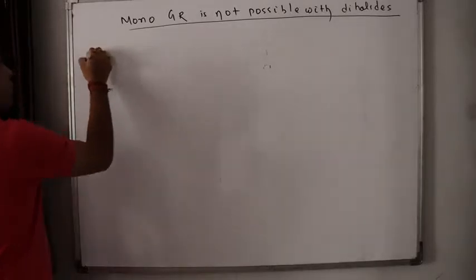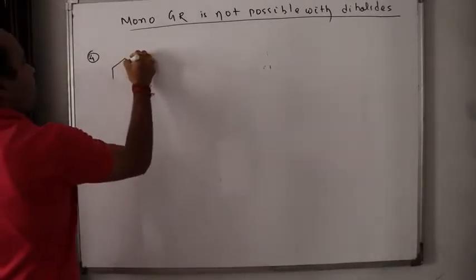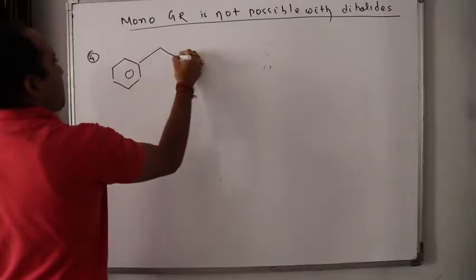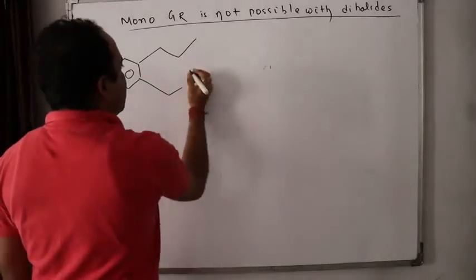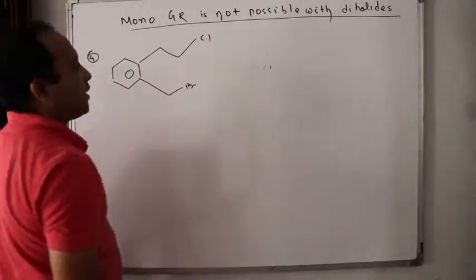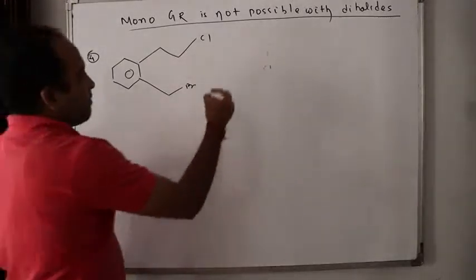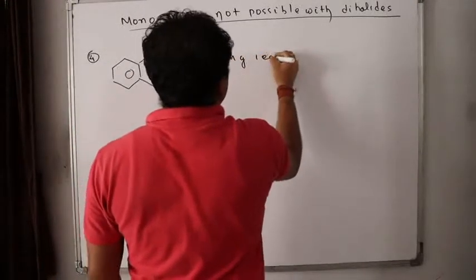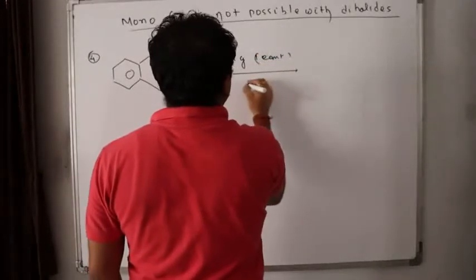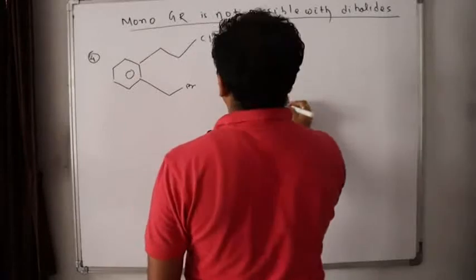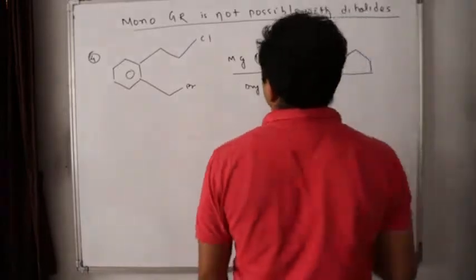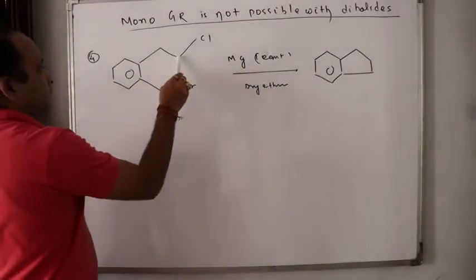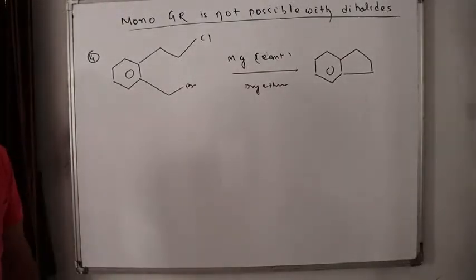Fourth question. Tell me. Let me write here Br. What will happen in this? Same, magnesium 1 equivalent in dry ether medium. What will happen? Will I get something like this? 1, 2, 3, 4, 5. Yes or no? Easy?